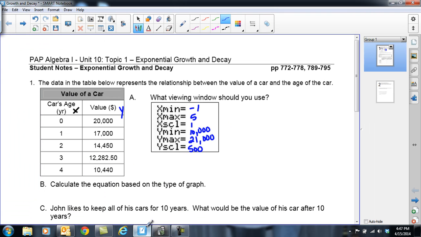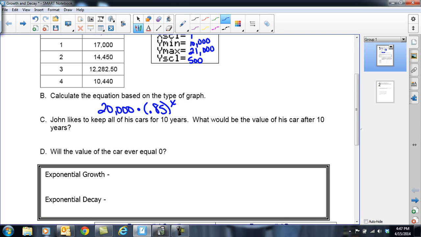And so what I have is 20,000 times 0.85 to the power of x. And so that's what's happening. There's my equation. And then it says John likes to keep all his cars for 10 years. We want to know the value of the car after 10 years.